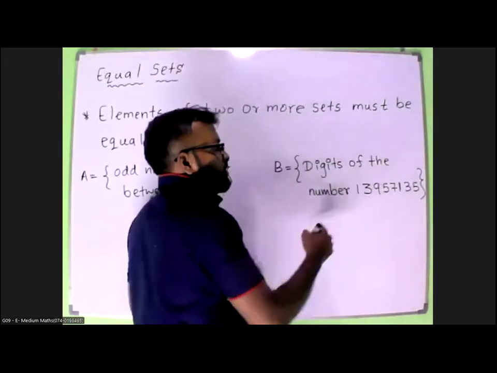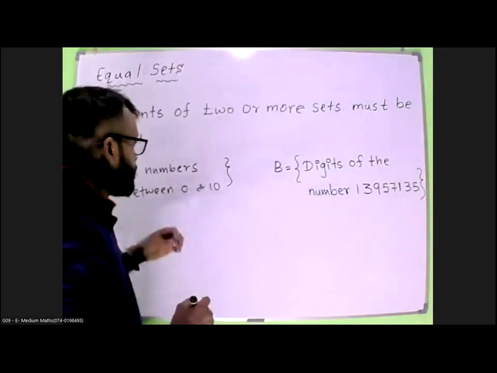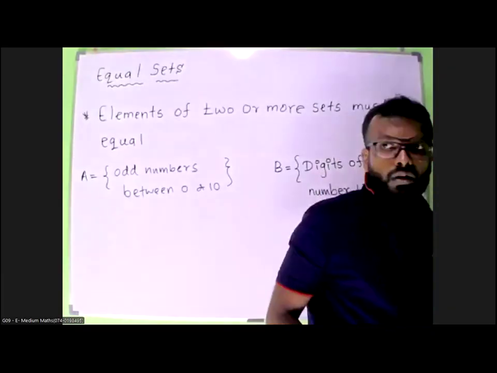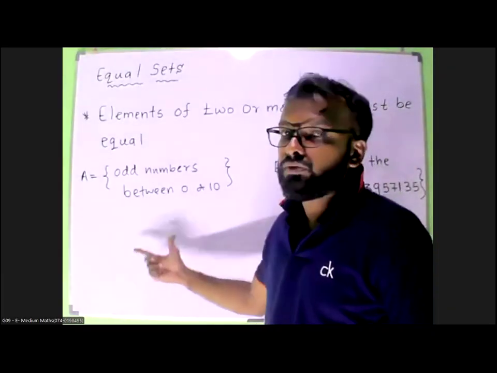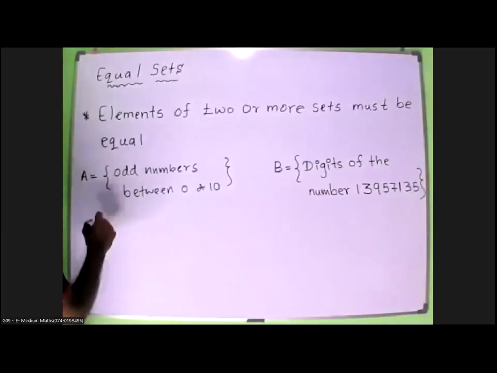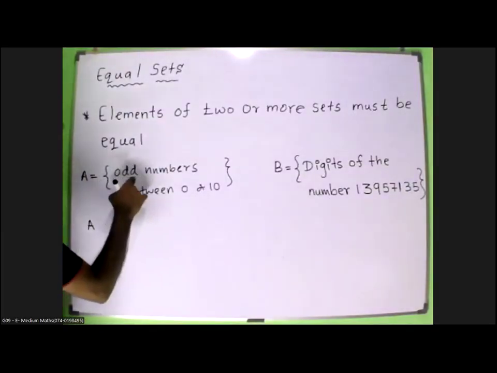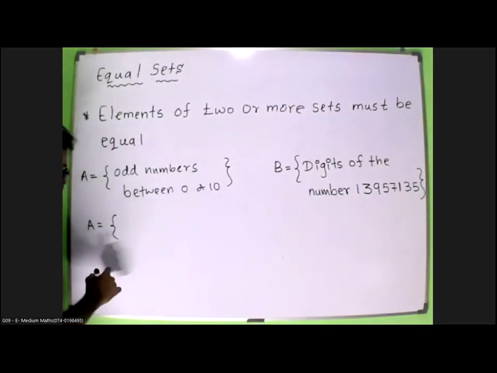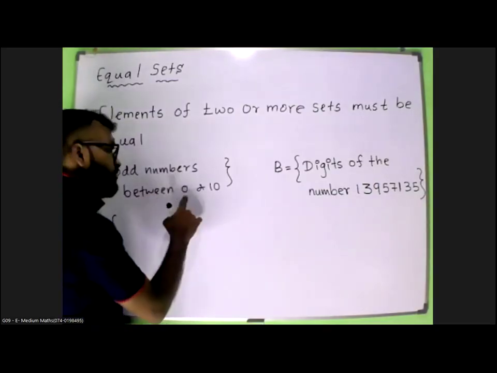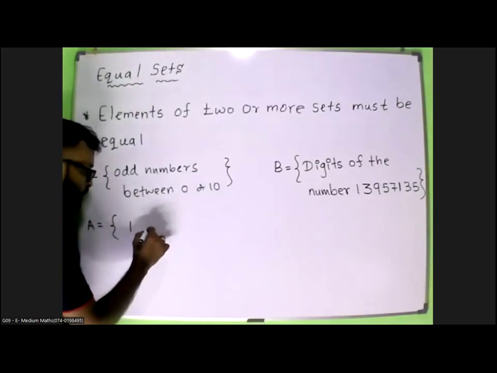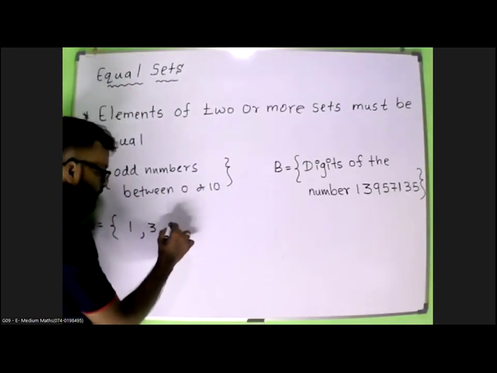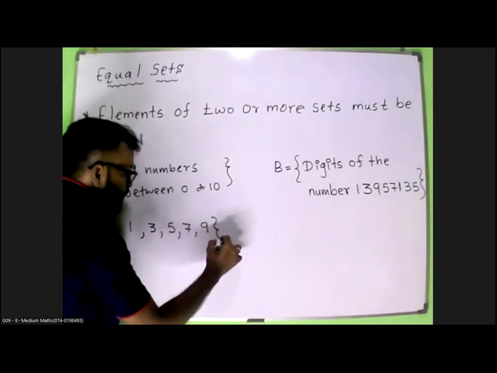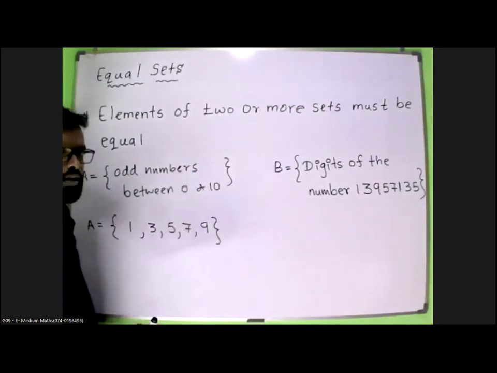This number, 139,57135. So first of all, I am going to write down the mathematical form of this. A equals odd numbers between 0 and 10. Open curly bracket. What are the odd numbers between 0 and 10? 1, 3, 5, 7, 9. These are the odd numbers between 0 and 10.